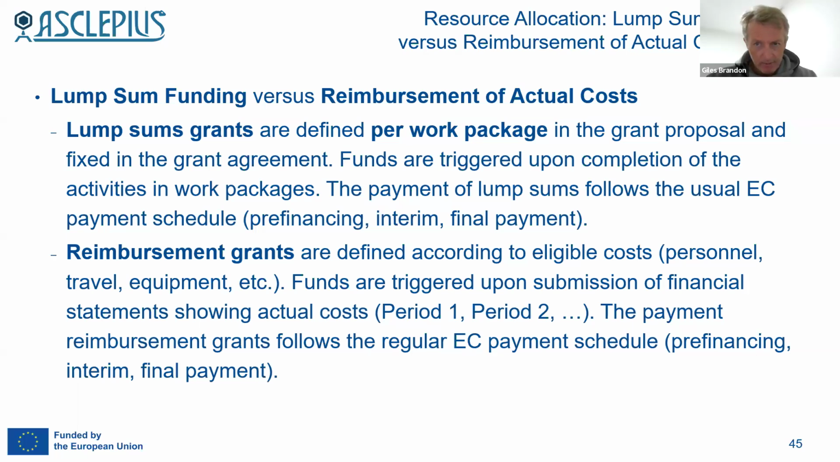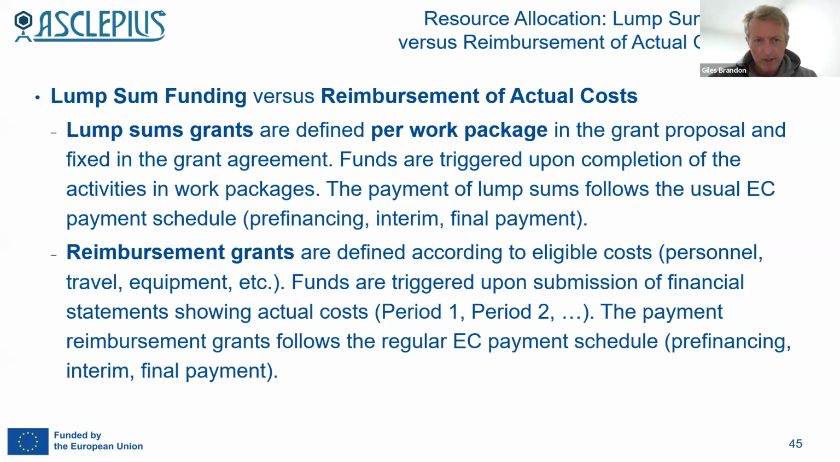So we have to understand with these Horizon Europe budgets that there are two approaches. Besides having research and innovation actions and different funding rates, there are also other ways in which you need to be aware that the budgets are presented. There's this lump sum funding, and then there's reimbursement of actual costs. So how do they differ?